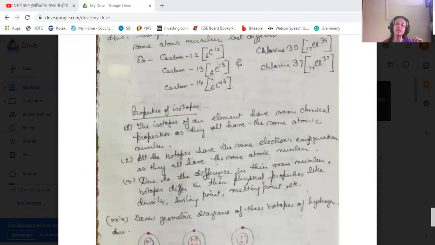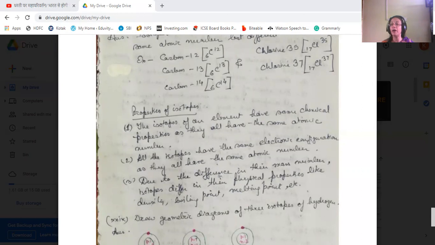Next, we come to the properties of isotopes. The isotopes of an element have the same chemical properties as they all have the same atomic number. As their atomic numbers are the same, their chemical properties are also the same. All the isotopes have the same electronic configuration, because their atomic number is the same.